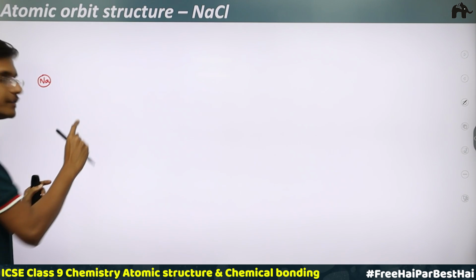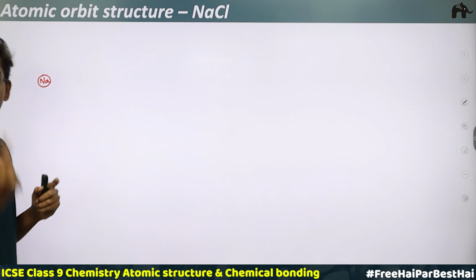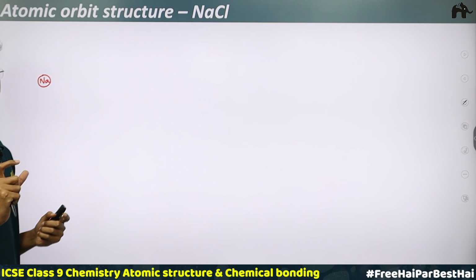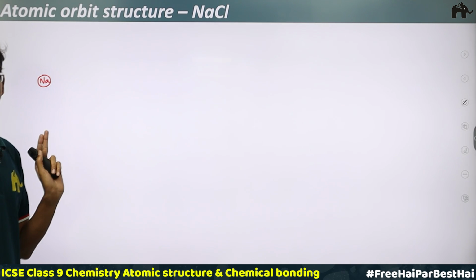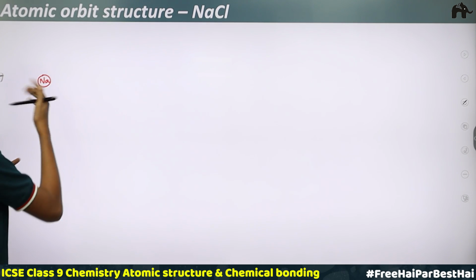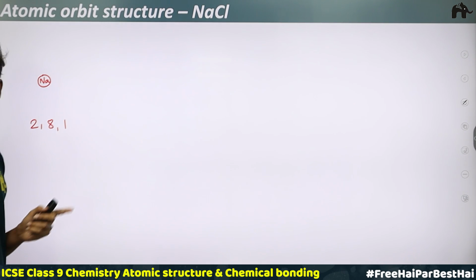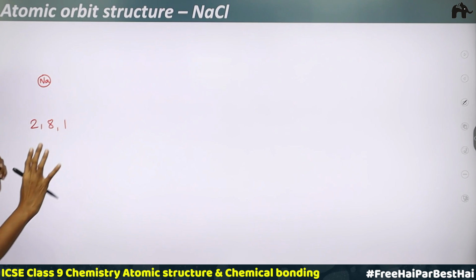If you want, you can pause the video right away. You can think on your own about the electronic configuration of sodium, and write it based on your previous knowledge, based on the rules which we have studied. So sodium's electronic configuration is simply 2, 8, 1. This means that there are 3 shells which we need to show for sodium, right?